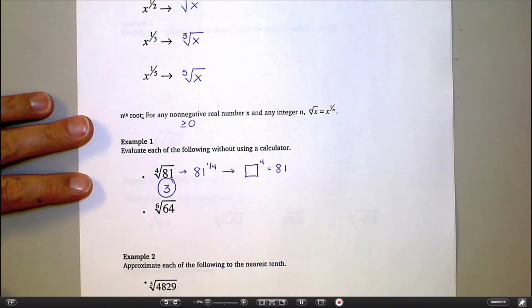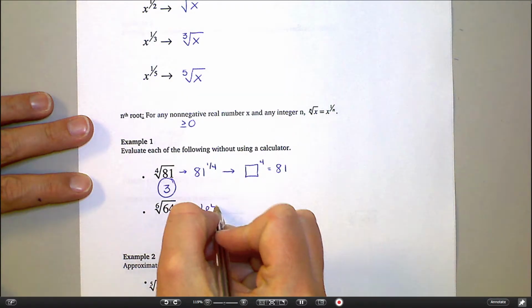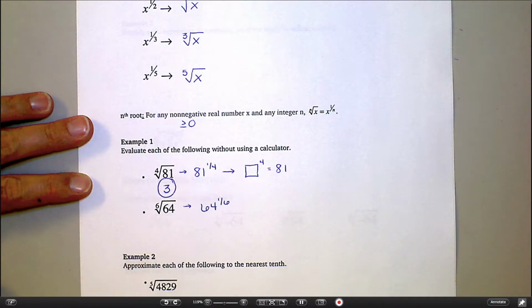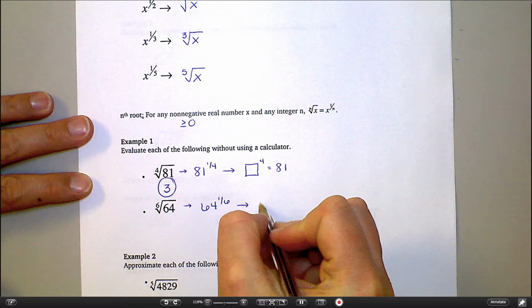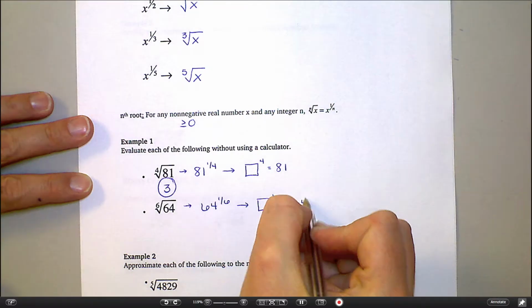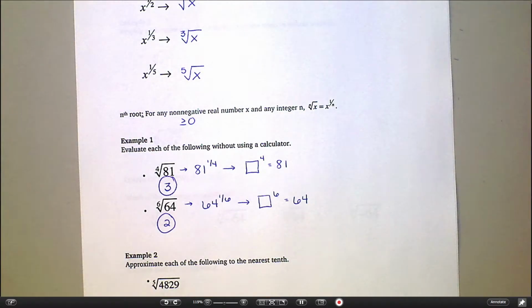The 6th root of 64 in this next example would be like 64 to the 1/6, which again you could use a factor tree if you really wanted to. You could also think of it as what to the 6th power makes 64. Correct answer there is 2. So again, all stuff you've seen before.